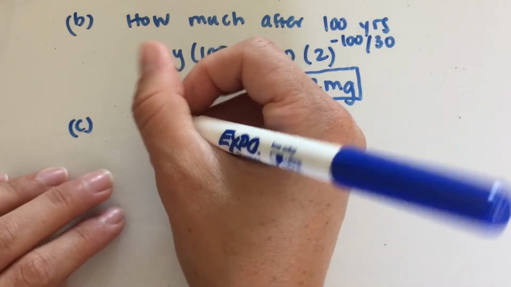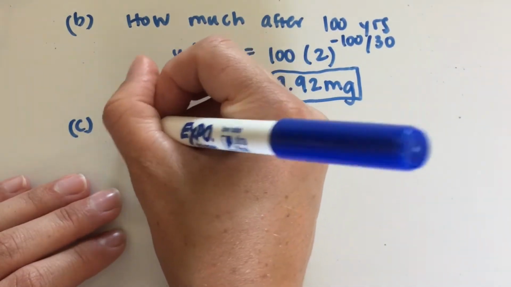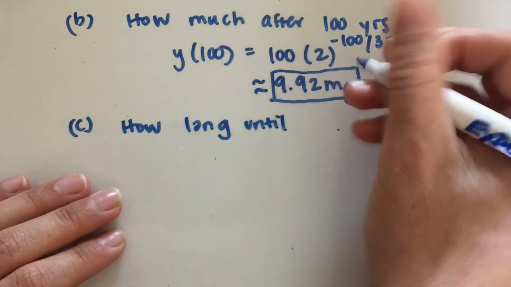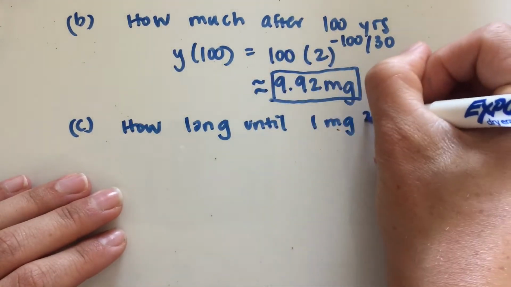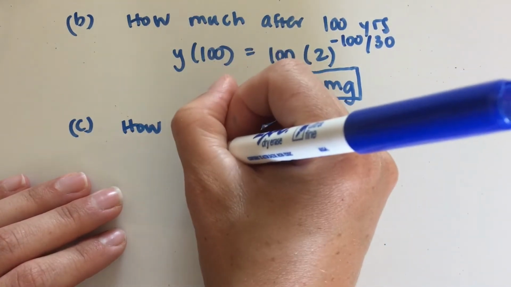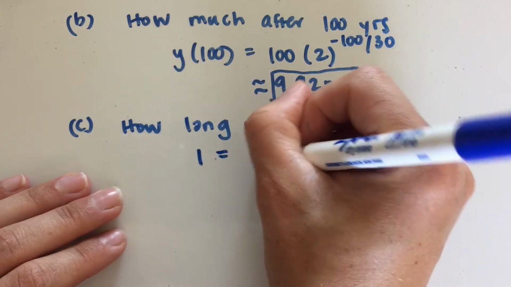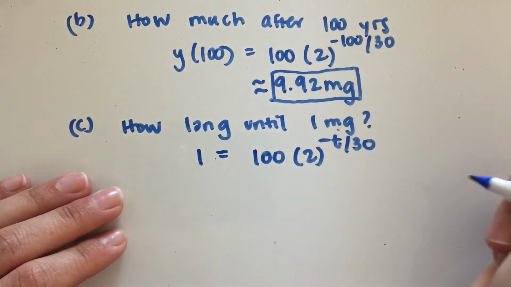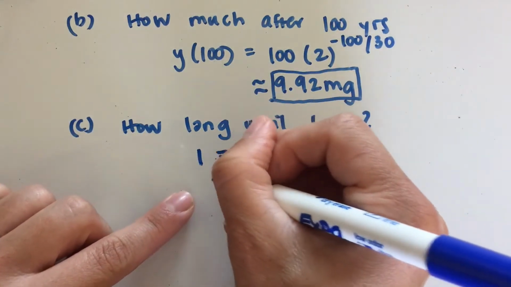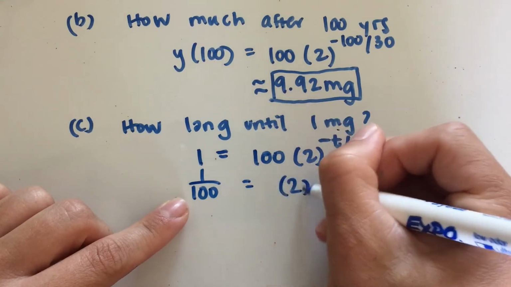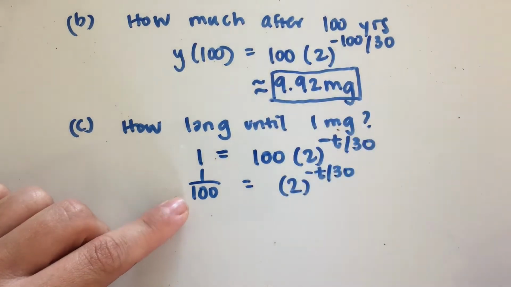Now the last question asks, how long until there's only 1 milligram left? So now we're going to set the equation equal to 1. So we have 1 equals 100 times 2 to the negative t divided by 30. We're going to divide 100 from each side. Then we get 1 over 100 equals 2 to the negative t over 30.